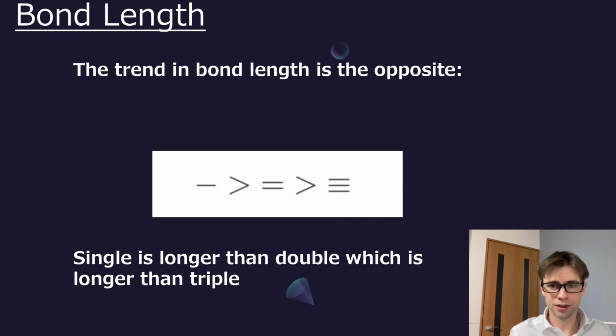Okay, pretty easy. Now, the trend in bond length is actually the opposite of that. Hopefully you can picture that. As we get stronger and stronger, our atoms get held tighter and tighter together, and the distance between their nuclei actually decreases. So single bonds are the longest, doubles in the middle, and triple bonds are the shortest. So that's the opposite trend of strength. If you can just remember that, I think it should be easy to remember that higher bond order means stronger bond, and then length is the opposite trend of that.